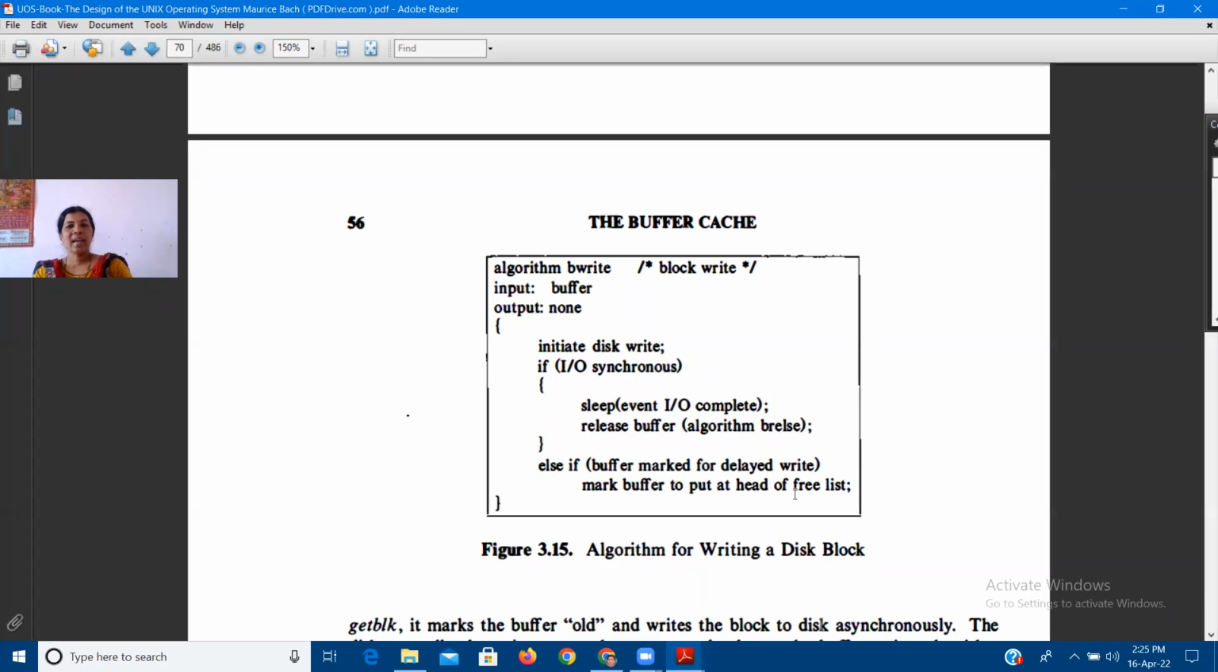So put at head of free list so that kernel will listen to such buffers and start its writing.